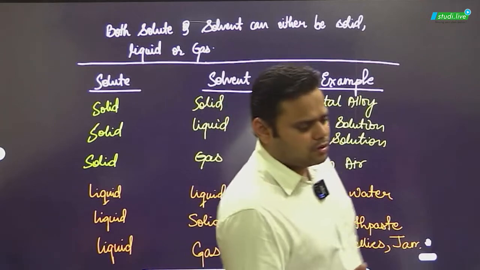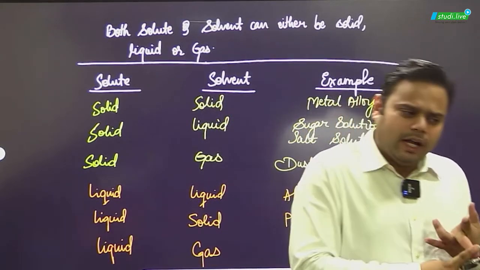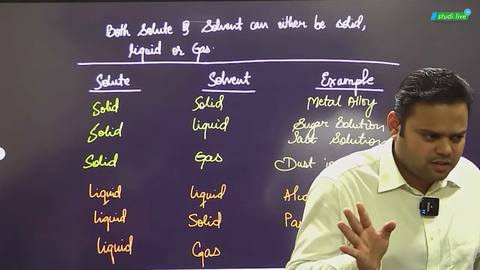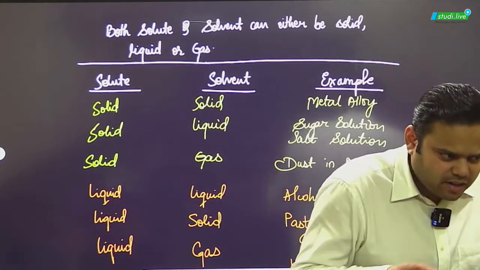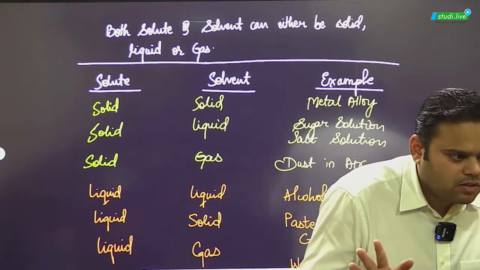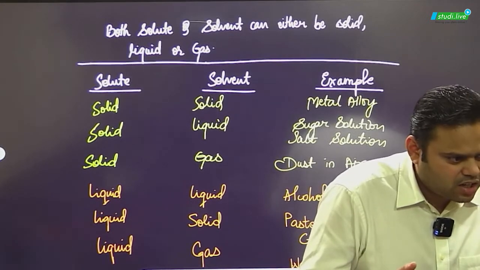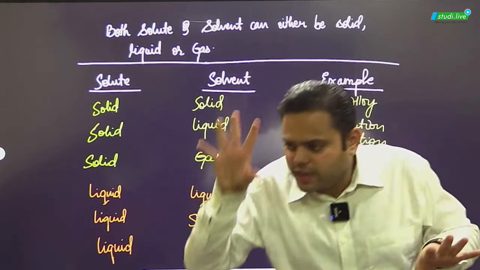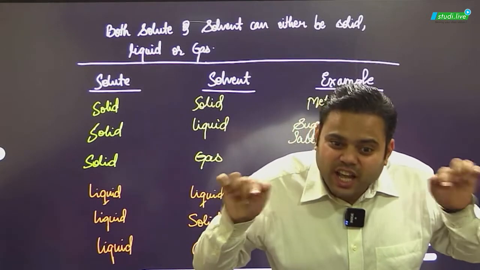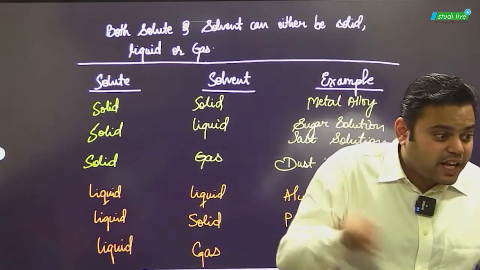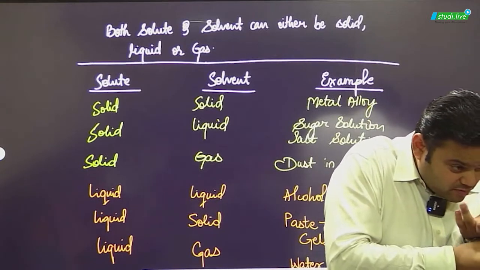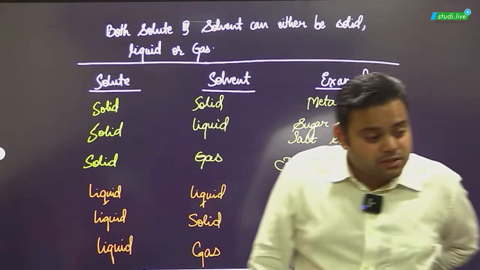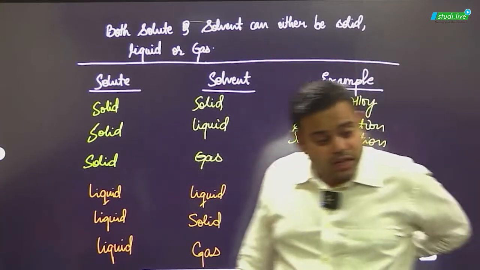In air, you have oxygen, you have carbon dioxide, you have water vapor, you have dust. Yes or no? So can gas and gas be air? Gas and gas means solute also gas, solvent also only gas. But when you talk about air, it is water vapor, it is dust. Water vapor is liquid in air, dust is solid in air.